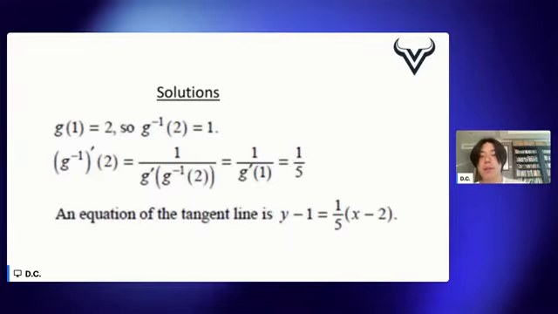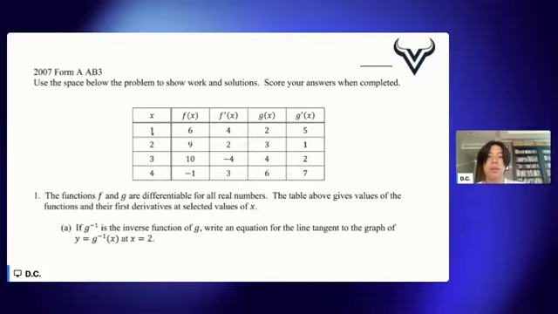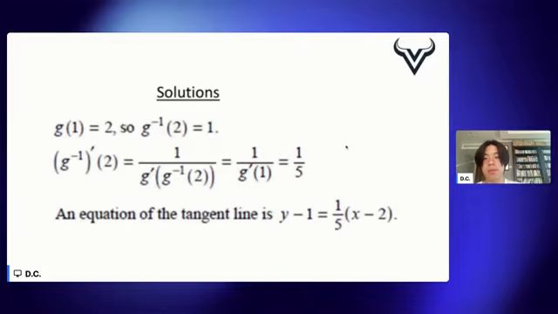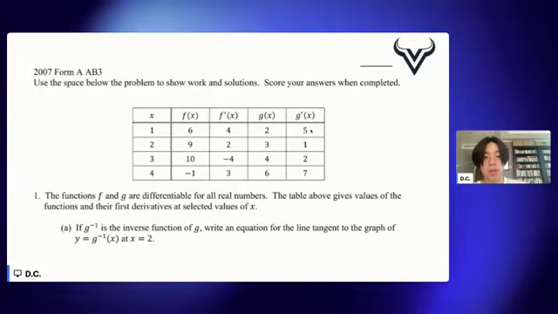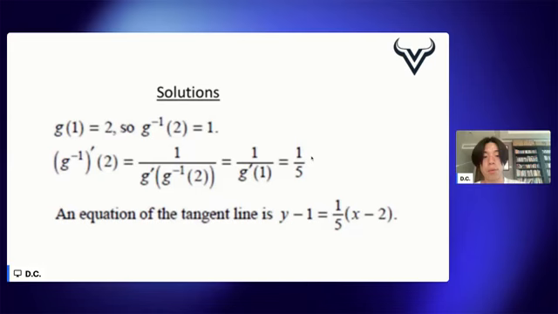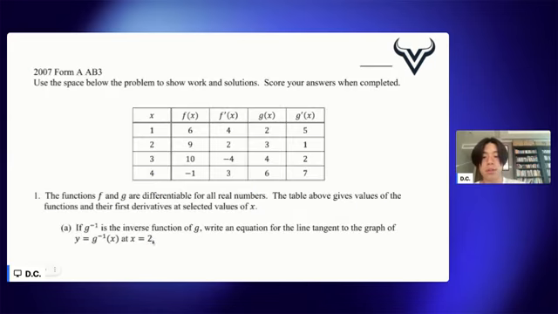Okay, so first of all, reading the graph, we know g of 1 is 2. So when x is 1, g of x is 2. Simple, right? So the inverse of g at 2 is 1. It's just undoing this, the other way around. Then we plug in the equation. The derivative of the inverse of g at 2 is 1 over the derivative of g at 1, and the derivative of g at 1 is 5, which will give you 1 over 5.